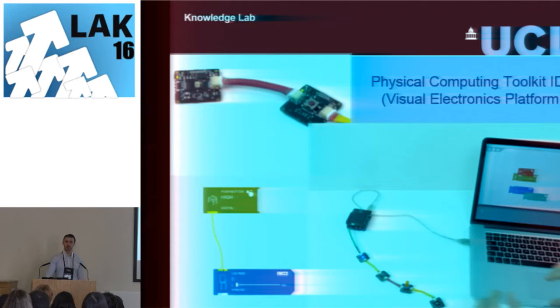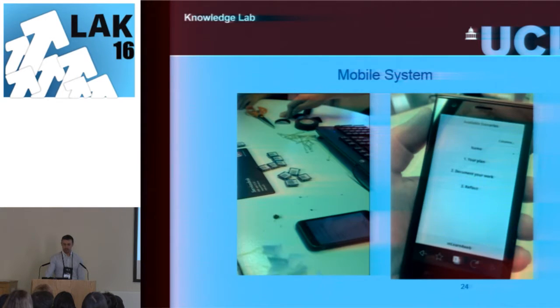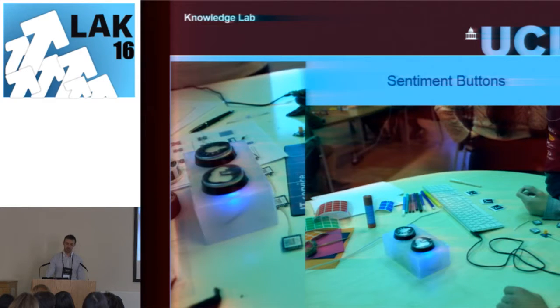We record students' programming activities. We have a mobile system in which students document their work. They take pictures, they take notes. And we have sentiment buttons, which are these two buttons, as you can see. So when they have a problem, they press the cloud button, and when they think everything is going on, or when they have a bright idea, they press the bulb button.